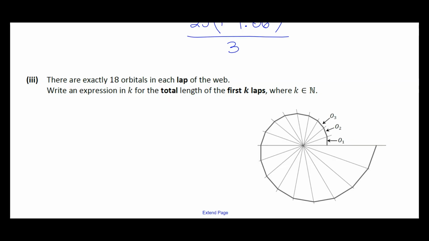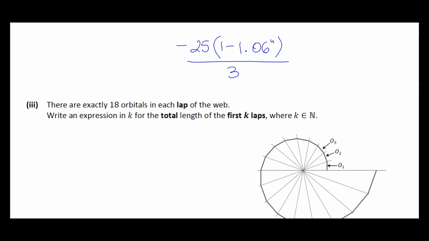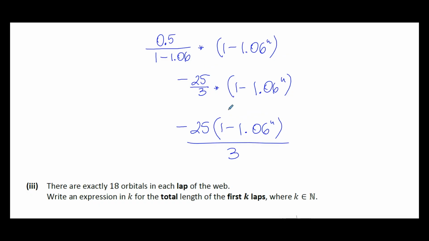First of all, you have to think, what have you done so far? There is a reason why they are asking you to create a formula. That formula, the Sn formula, what is this formula about? This is the total length of the first n orbitals. So that's the total length of the first n orbitals.